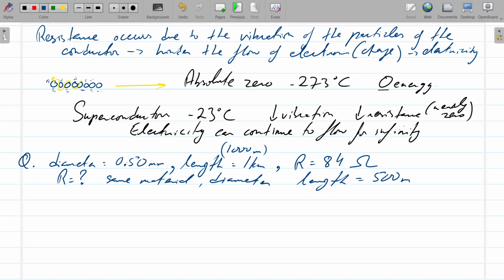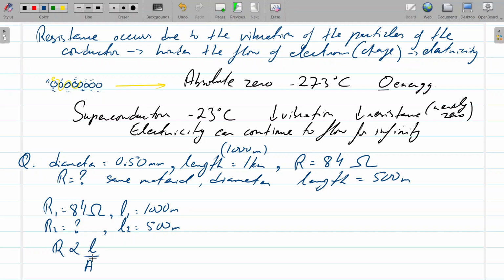So the way they're going around solving this, they're going, okay, R1 equals 84 ohms and L1 is 1,000 meters, right? R2 is unknown and L2 is 500 meters, right? And the diameter is the same, so that's not of concern to us. Right? And then they say R is directly proportional to length, and inversely proportional to area. So that's how we write it, right?